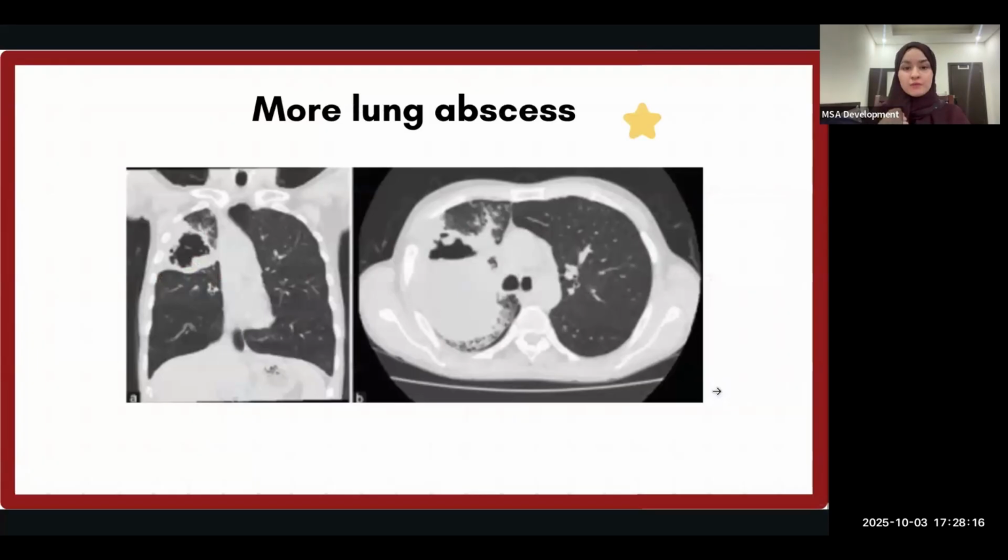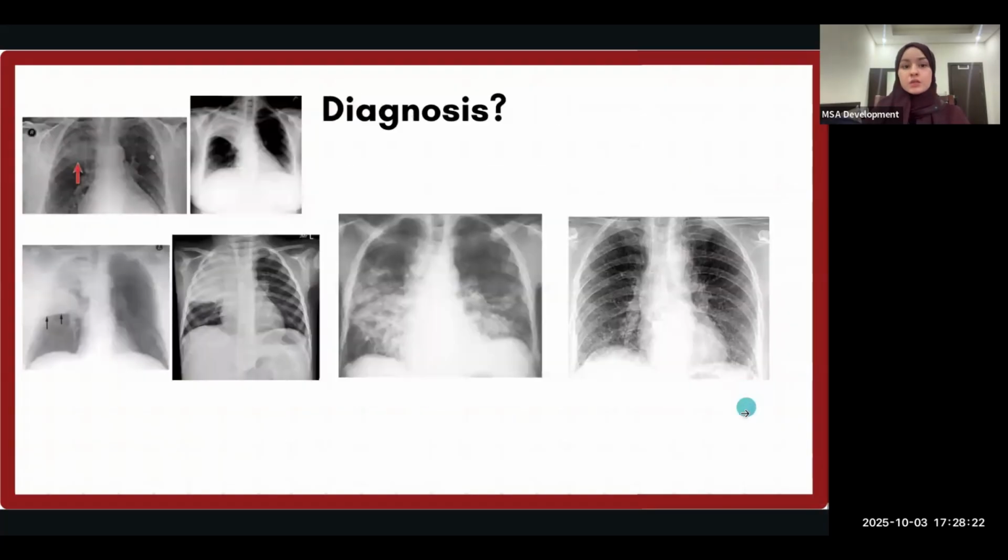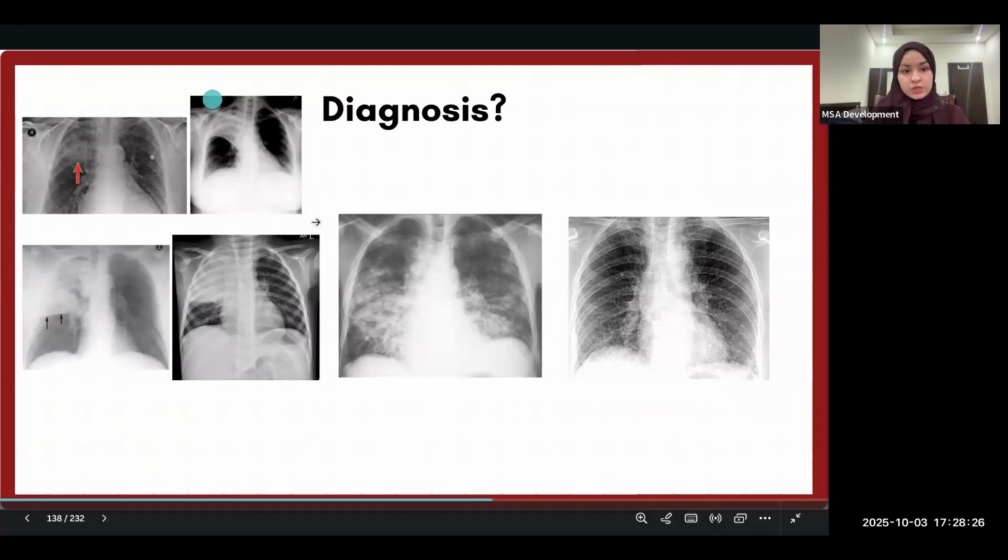These are more images that have lung abscesses. I don't think they were from your lectures, but they were in past, so I wanted to include everything. Here, what are all of these? This is one thing, and then this is another, and then this is another. Those are 3 diagnoses.